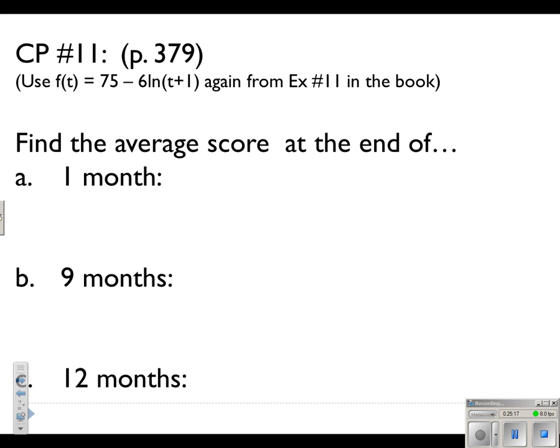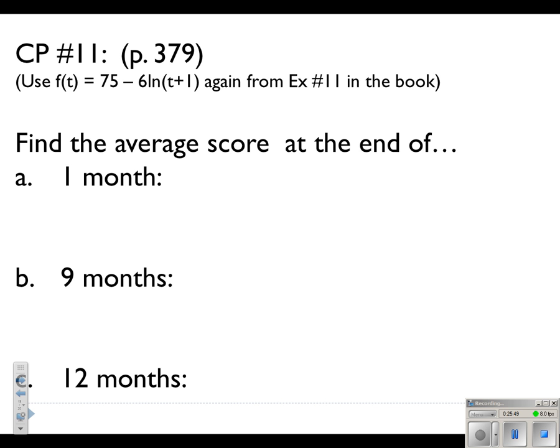Checkpoint problem number 11. I did an application problem with you guys this time. We are going to be looking at some of these functions. The last section had us working with compound interest functions. This one has, with example number 11, in your book, if you turn to page 379, it's just talking about a model that was developed. It was a human memory model. So don't worry so much about where they got that. We don't need to know that. We're not the ones to develop that. We're just going to use it.